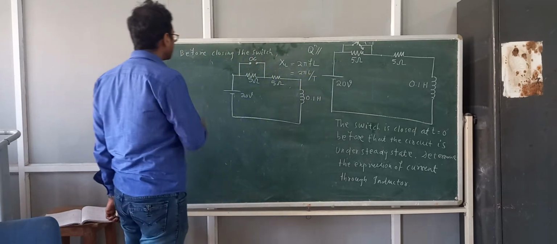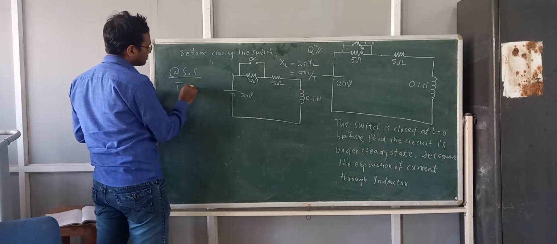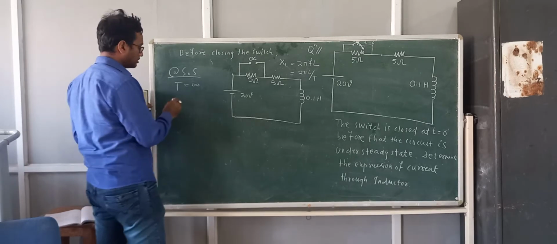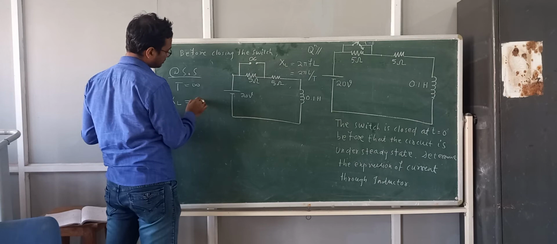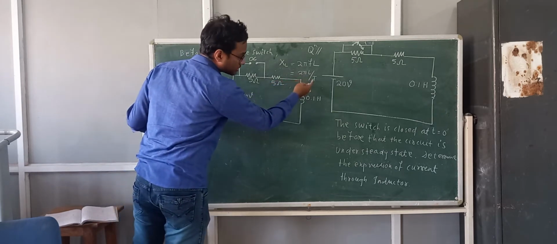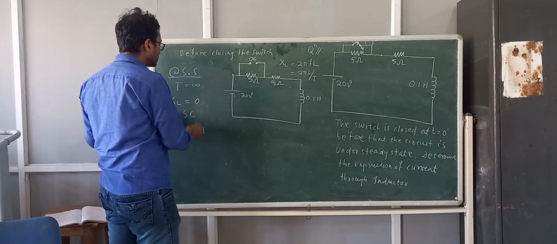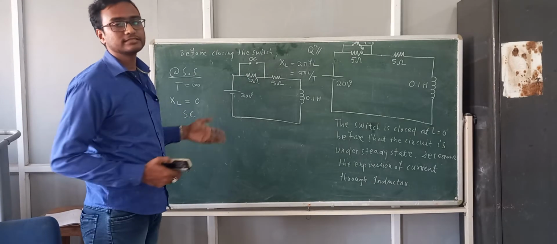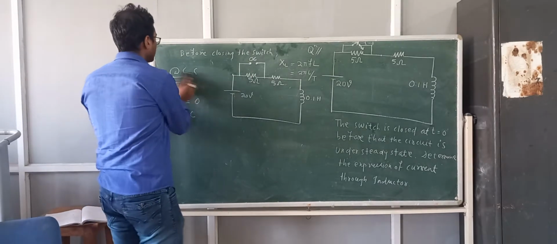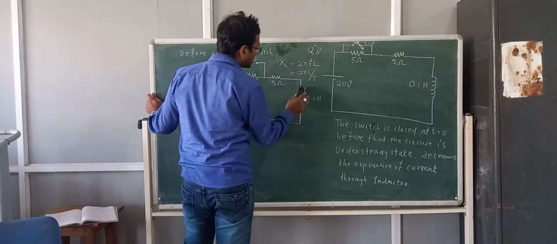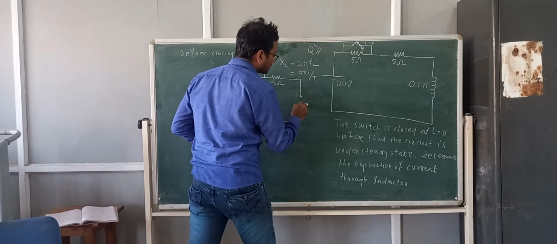At the steady state, t equals infinity. So what is XL? XL equals 1 by this much by infinity, which equals 0. So XL equals 0 means it is short circuited. Inductive reactance is 0, impedance is 0. So that's why it is a short circuit. Before switching, attaining steady state means the inductor is short circuited.